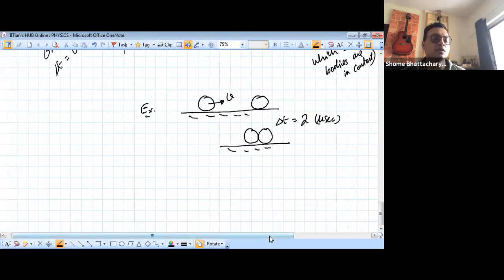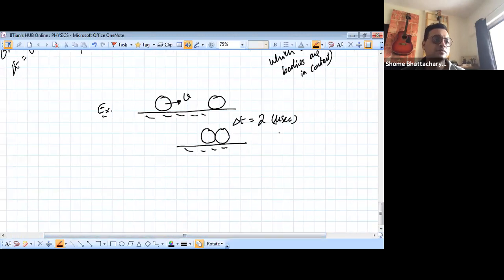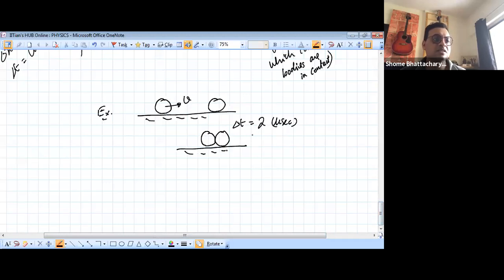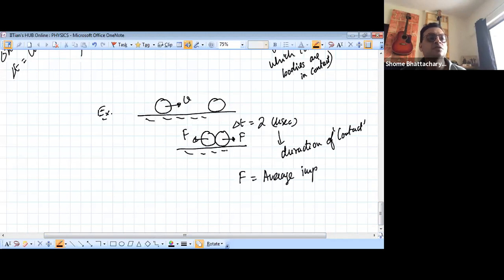Micro is one millionth, that is 1 upon 1,000,000, or 10 raised to the power minus 6. Okay. So this is the duration of contact. And while they are in contact, let's say this one is applying a force on this, and this one is applying an equal and opposite force on this. And let's say F is the average impact force.